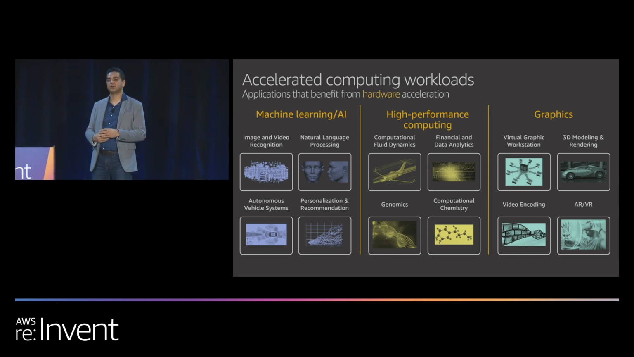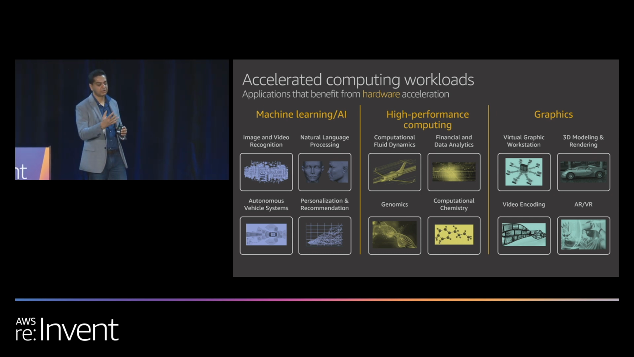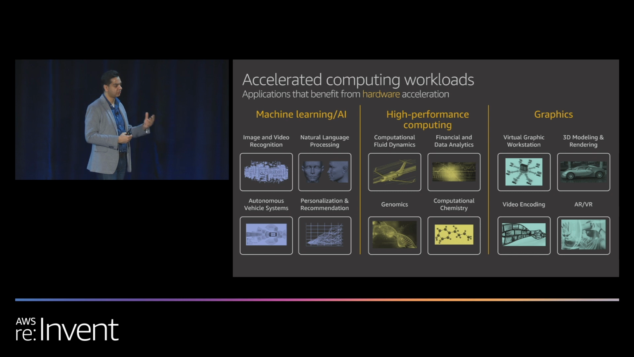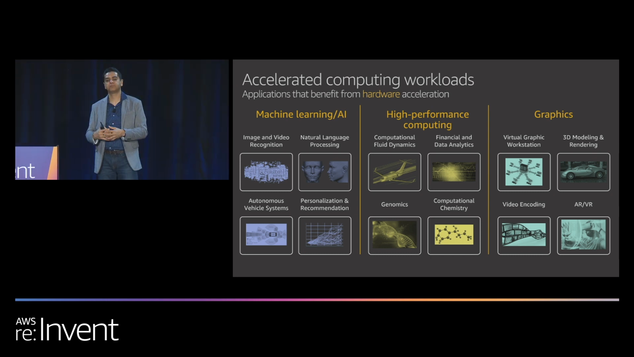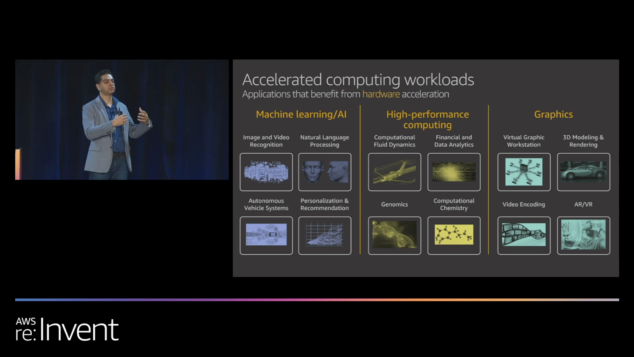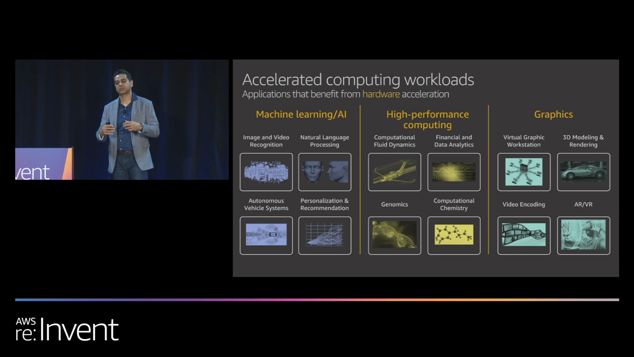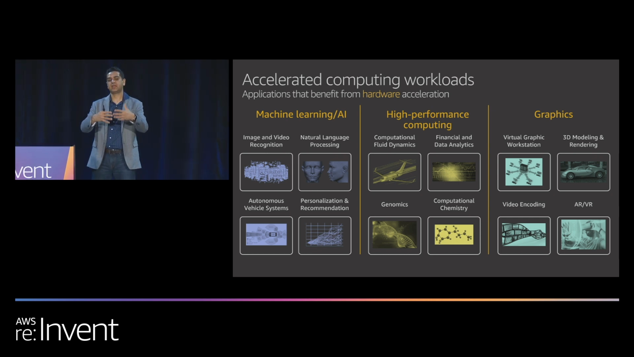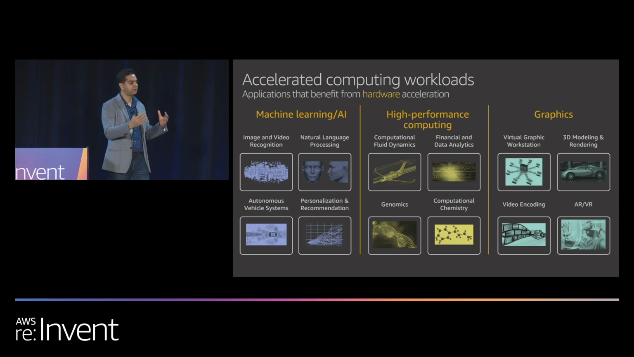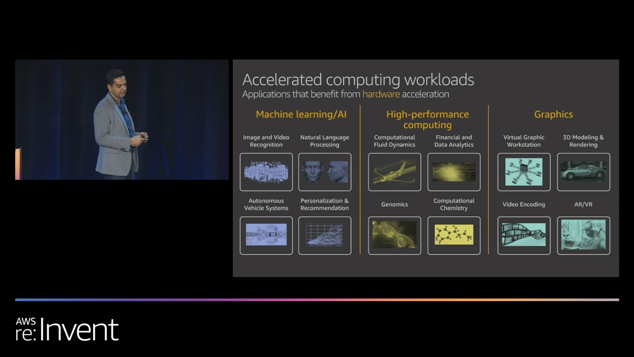Peter, in his keynote on Monday, talked about computational fluid dynamics as an example. Computational chemistry is another category. Genomics is another application type in high-performance computing. And the last key application type is graphics, where you're providing remote graphics workstations for your internal customers, where customers can log into a virtual machine and use it as a remote workstation. 3D modeling, rendering, AR, VR, and video editing are also application types in this category.